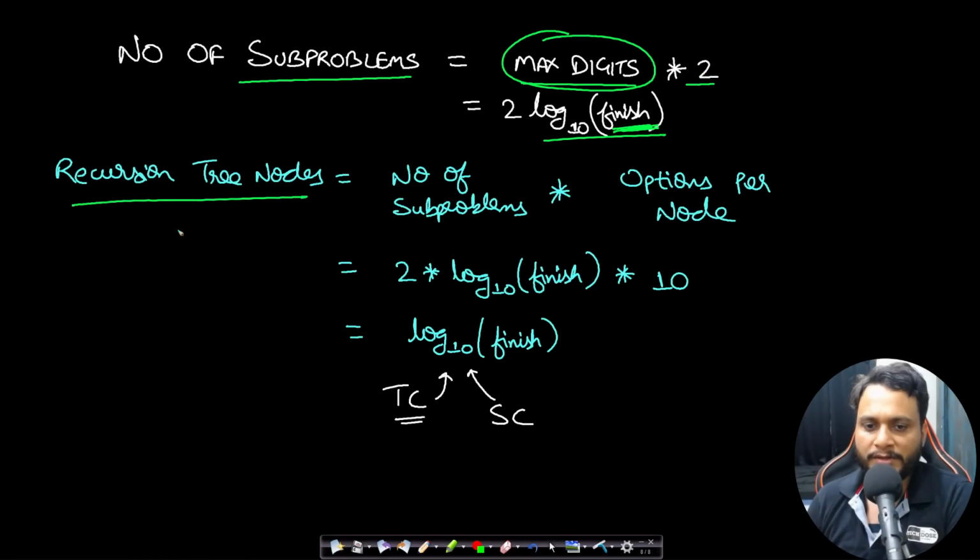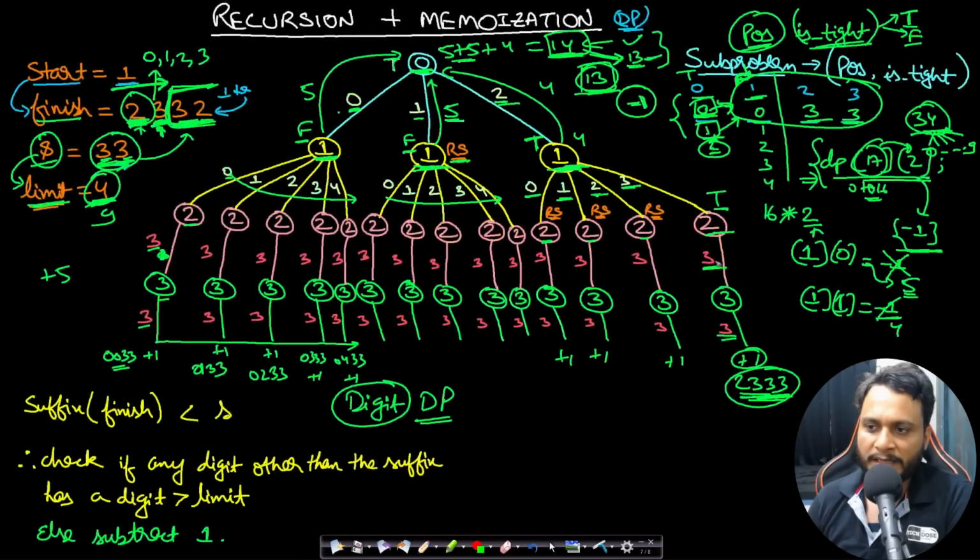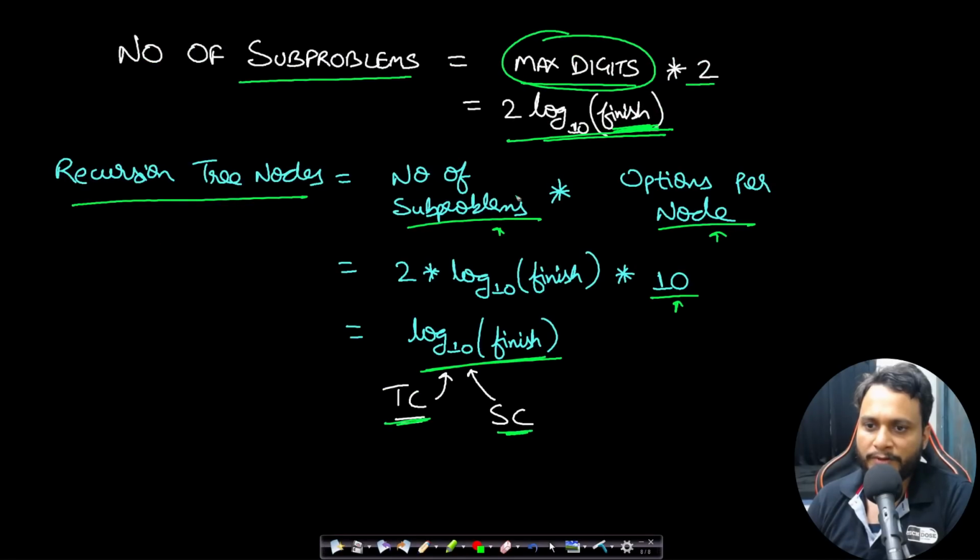And the total recursion tree node will be total number of subproblems and the options per node. So you can have 10 digits, so 10 options per node. All these are constant, so you can assume like log of finish will be the time complexity, and the space complexity will also be same, because even though it looks like a two-dimensional table, it is just a very simple size table, which is log of finish, right? 2 times log of finish. So I think we have understood the entire solution.